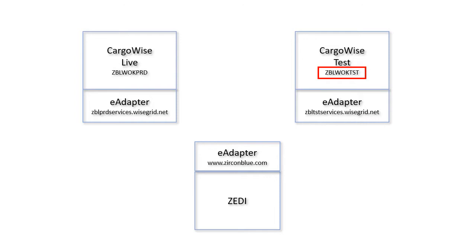In this example, our live CargoWise environment license code is ZBL-WOC-PRD, and the test environment license is ZBL-WOC-TST. Each of these has an eAdaptor interface attached to it. These interfaces have a URL like those shown here. Your ZEDI environment also has an eAdaptor interface, and again, it has a URL like this.